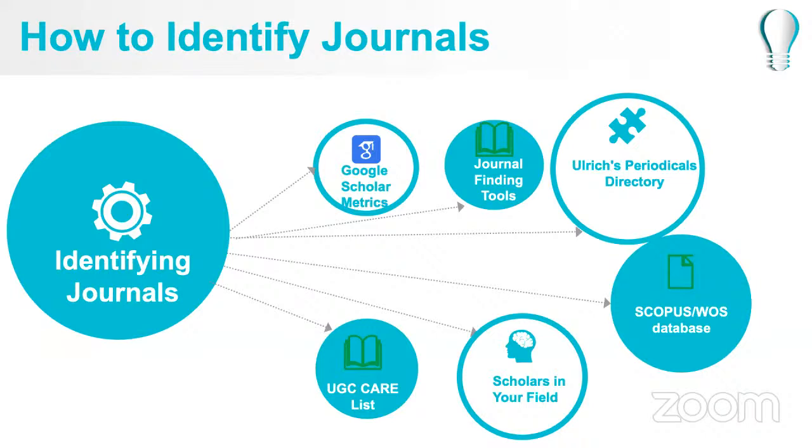So how can you identify the journals? You can identify journals via Google Scholar metrics, journal finding tools, and the Ulrich periodicals directory. It is one of the topmost periodicals directories in the world, which lists all the periodicals published in various disciplines. You can find journals via Scopus, via the UGC care list, and also you can ask your friends, the human aspect, to recommend a journal for you to write in. So these are the things which can help you.